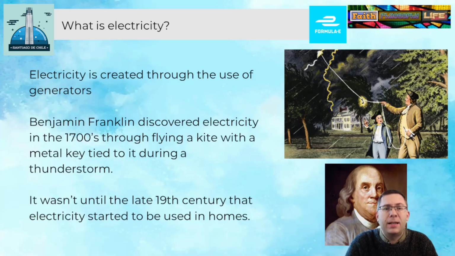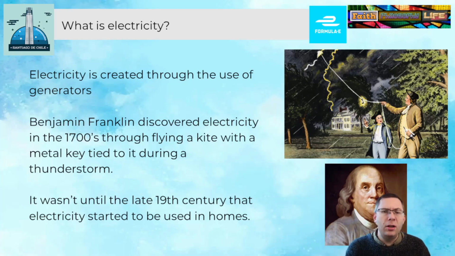Benjamin Franklin discovered electricity in the 1700s, and the story says he was flying a kite with a metal key attached to it during a thunderstorm, and the lightning hit the kite and it went down into the key, and he suddenly realised it's a miracle he didn't die, but I think it's just a story that sort of explains it. But it wasn't until the 19th century that electricity started to be used in homes, and it wasn't until really the mid-20th century that that was widely adopted.